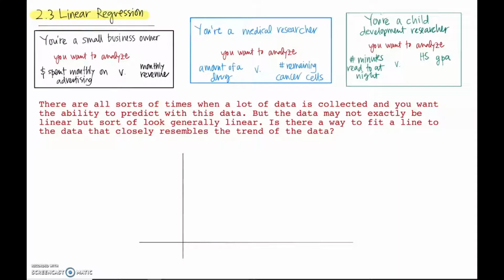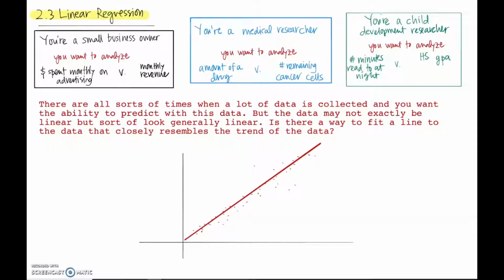So imagine you have tons of data and it's either in a table or maybe you've plotted it, and these are all the data points here. And they certainly don't all fit on the same line. They're all over the place, and maybe you have a few outliers. But in general, it kind of does fit a line. You can see that the trend is sort of this way.